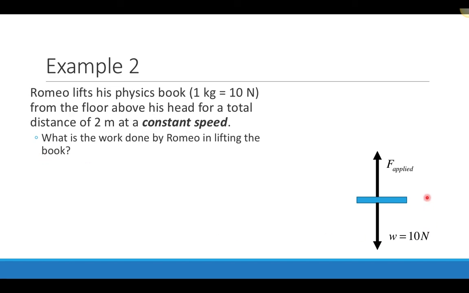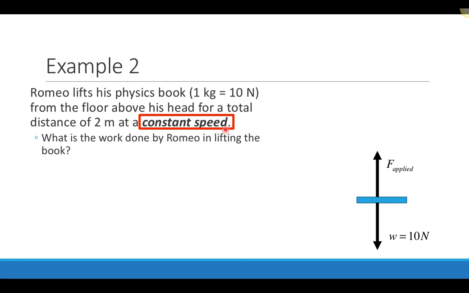So obviously, if Romeo is going to lift the book, he's going to have to apply a force in the upward direction. And we need to know how much force he has to apply. I think everybody would agree he has to apply at least 10 newtons in order to lift this object up. So one of the keys here is that Romeo lifts the textbook, the physics book, at a constant speed.